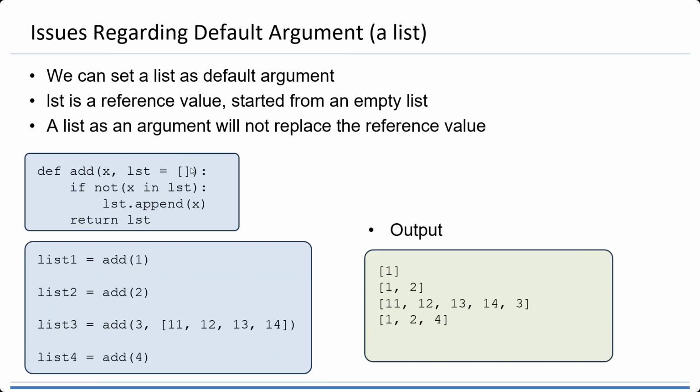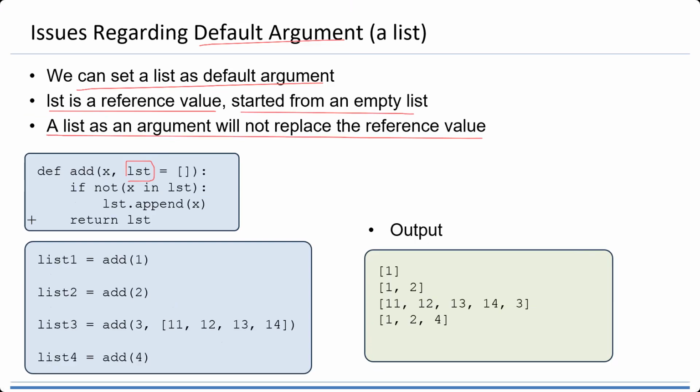Now there's another issue when we deal with the argument. I think you still remember that when we deal with functions, there is a default argument. We can set a list as a default argument. In this case, I'm using lst. So lst is a reference value, starting from an empty list. So a list as an argument will not replace the reference value.